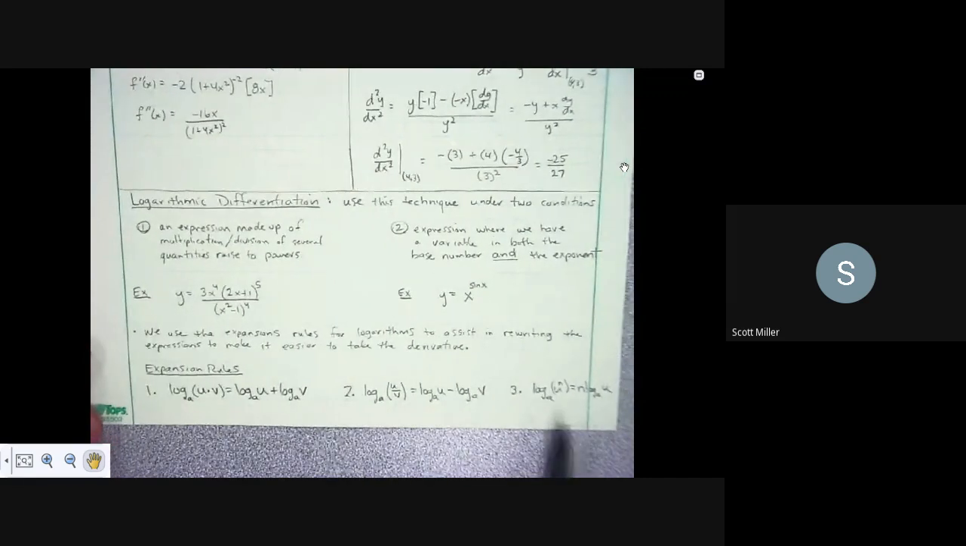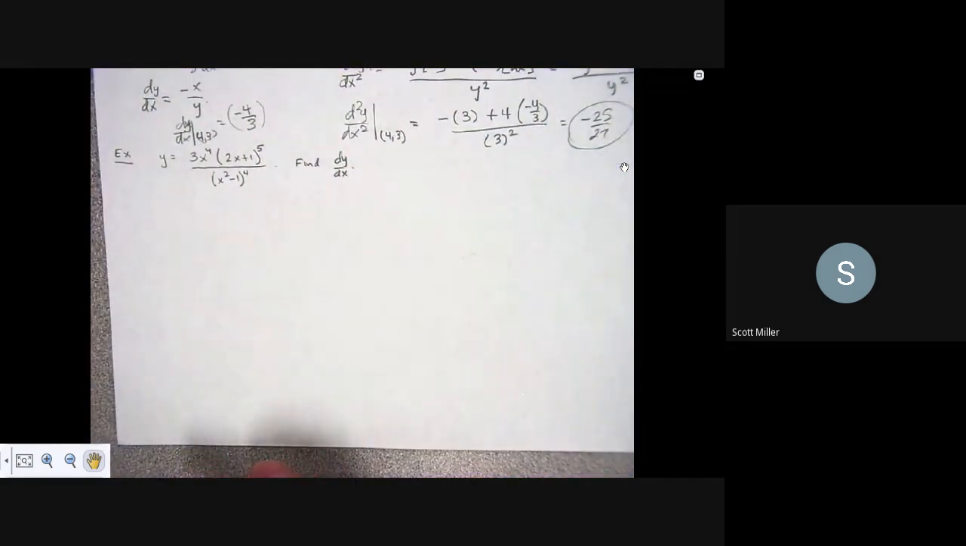These are the expansion rules we had in precalculus. So you can pause right here and write this all out, and then I'm going to move on. Sorry, I put my hand in there. So pause it and write it out.